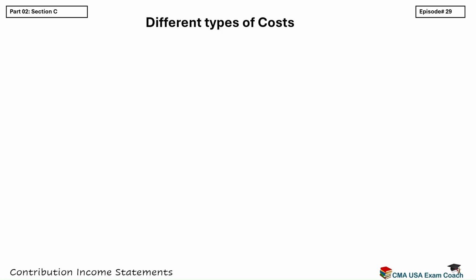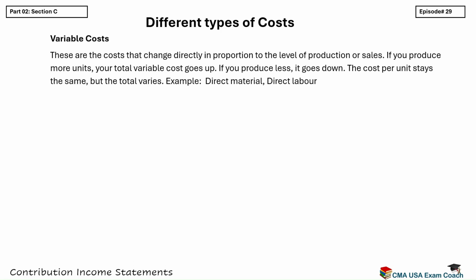Variable costs. These are the costs that change directly in proportion to the level of production or sales. If you produce more units, your total variable cost goes up. If you produce less, it goes down. The cost per unit stays the same, but the total varies.